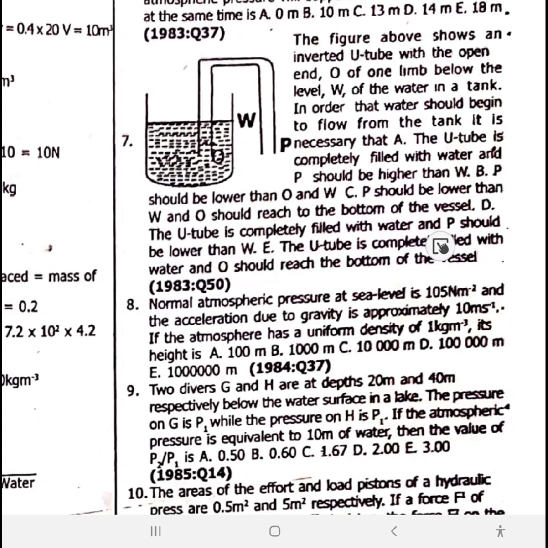Let me see. The figure above shows an inverted U-tube, inverted meaning turned upside down, with the open end O here one link below the level W of the water in a tank. The diagram is not very clear. In order that water should begin to flow from the tank, it is necessary that the U-tube is completely filled with water and P should be lower than this W. So number 7 is option D.